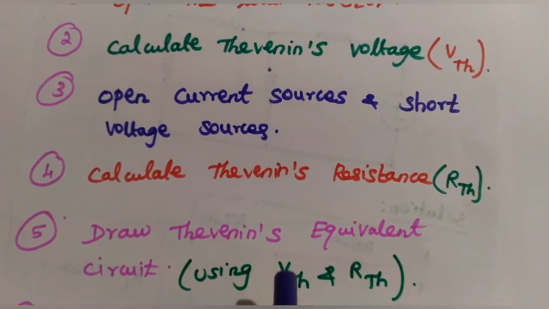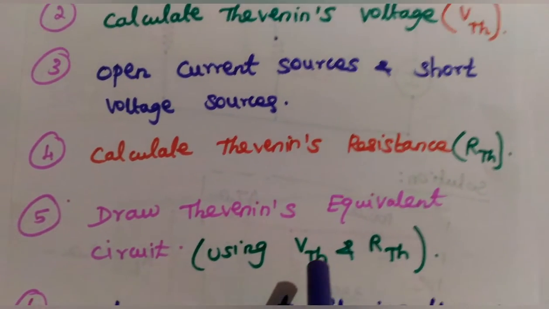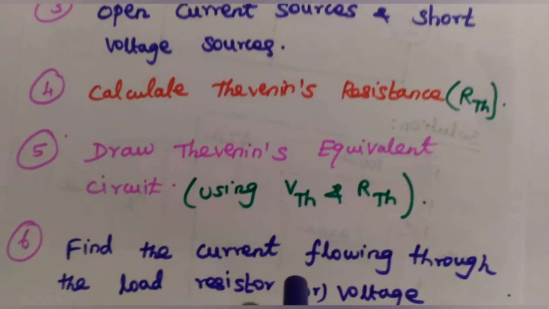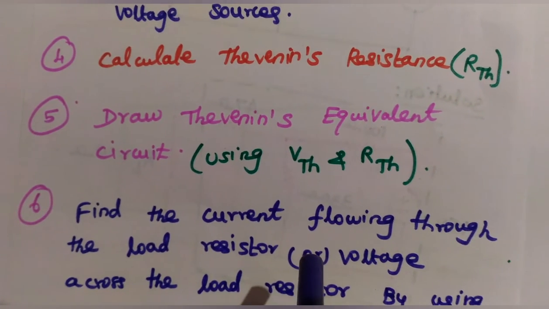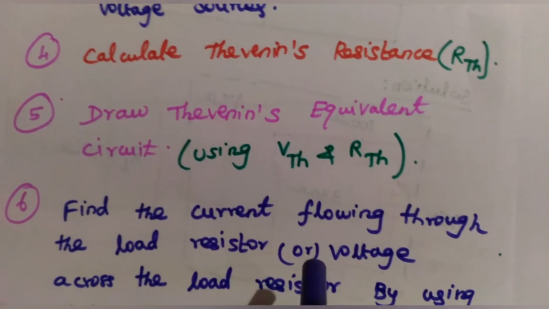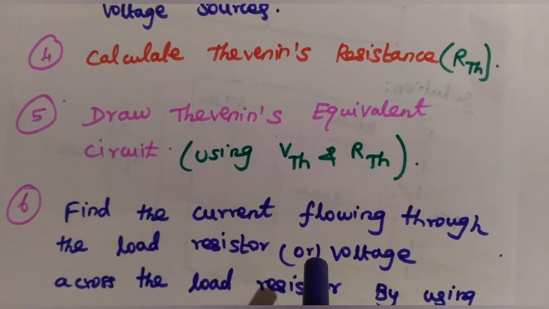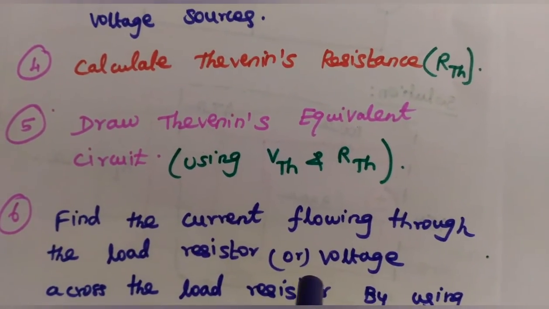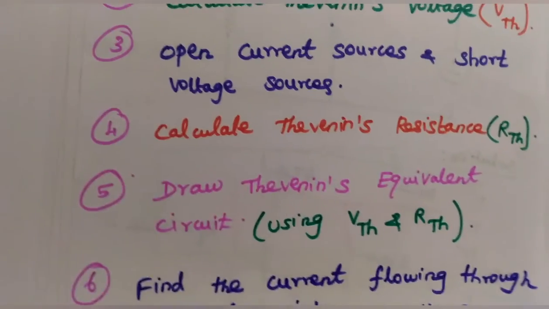After getting the values of VTH and RTH, draw the Thevenin's equivalent circuit, and finally, with the help of that Thevenin's equivalent circuit, we calculate the value of voltage or current flowing through the load resistance RL. Now let us see one problem.